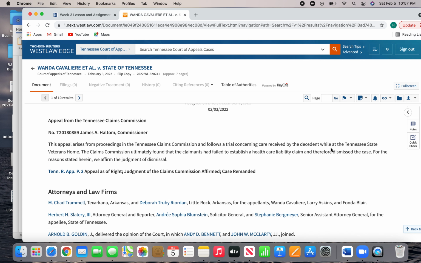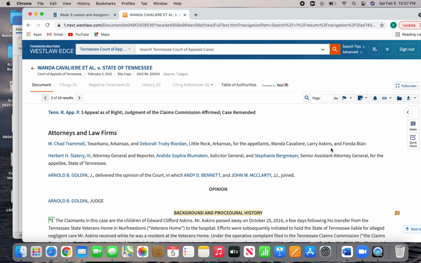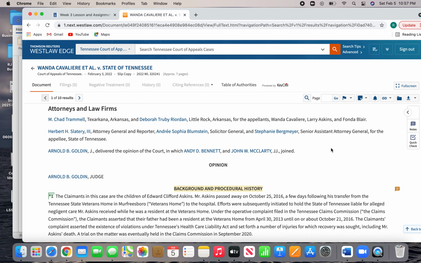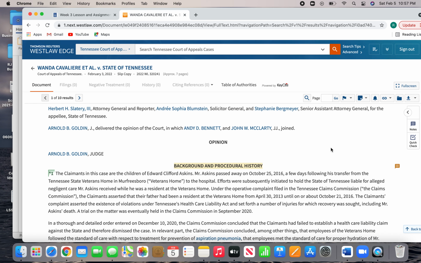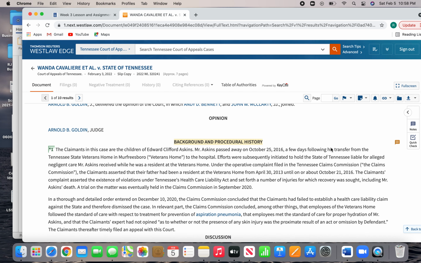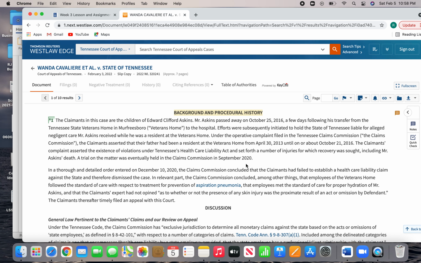Of course that didn't sit well with the plaintiffs, so they did appeal, and the appeal was denied, again siding with the state of Tennessee, showing that they did show reasonable care. So that's the judicial history or prior proceedings as to what led to the appeal and the affirmed final decision. That's pretty much what's in this background here.